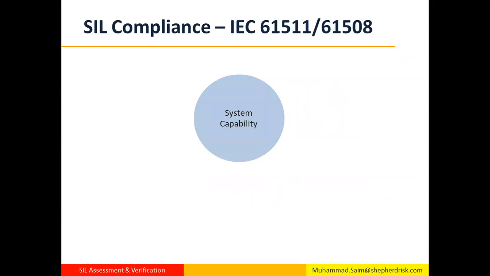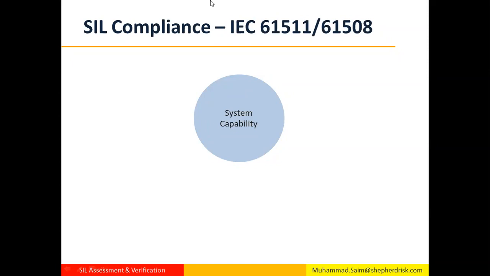So how do we demonstrate that this is going to be provided? Okay, so IEC 61511 and 61508 require us to comply with 3 requirements. 1, the system is capable to meet the required SIL level, which means the components are designed to the desired SIL level, and that there are management systems in place to maintain the components in that SIL level condition throughout the life cycle.